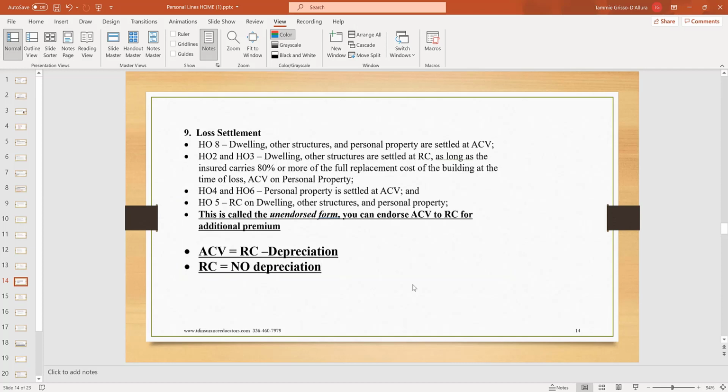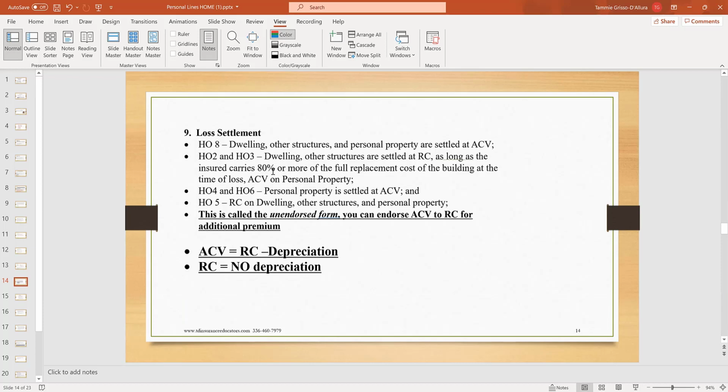So that means, let's say you have a couch, and if you have ACV and that couch is 10 years old and it costs $1,000 to buy a new couch, then they could take away $500 for depreciation and only give you $500. If you have replacement cost, there is no depreciation. So when it comes to this very basic HO8 form, your dwelling, your other structures, and your personal property are all settled on an ACV basis.